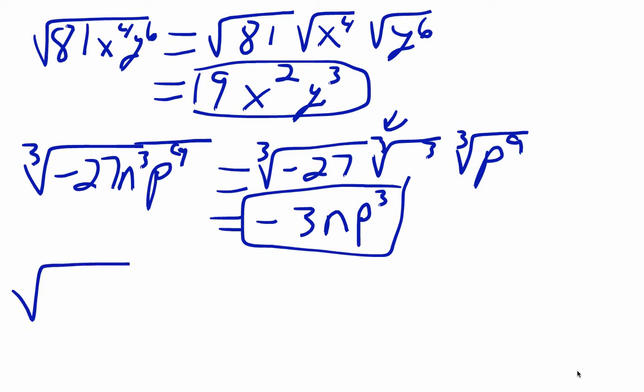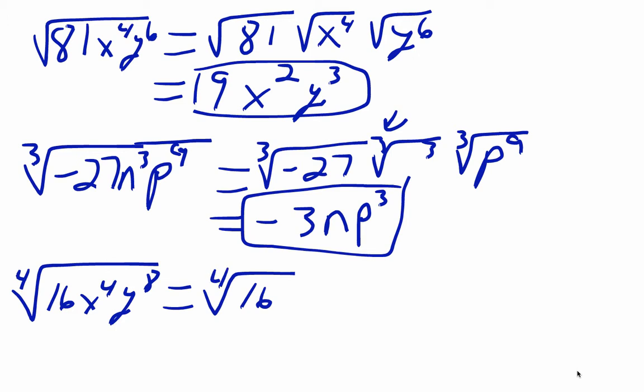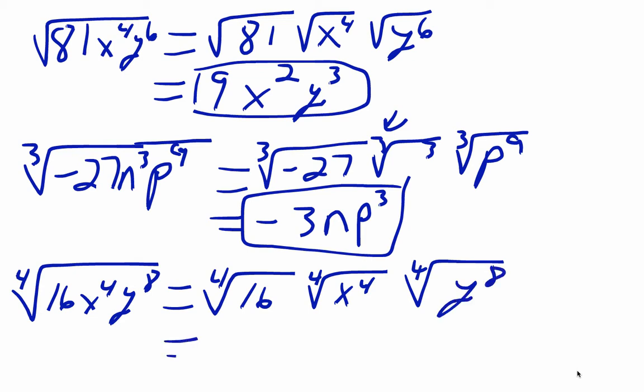And our last one we'll do with the fourth root. So we have 16 x to the fourth, y to the eighth. Again, we can separate each one of those into a fourth root. So what times itself 4 times would give me 16, because that's the fourth root? Well, that answer is 2.